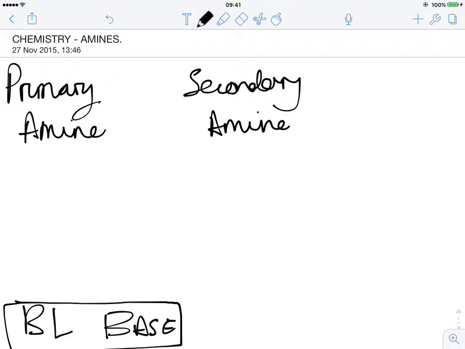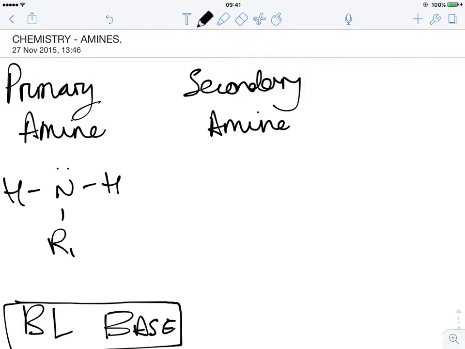Hello and welcome to the chemistry AQA video on amines, which you need to know for A2 chemistry. Now let's go through what a primary and secondary amine is. So a primary amine will look like this, and so it has one R group.